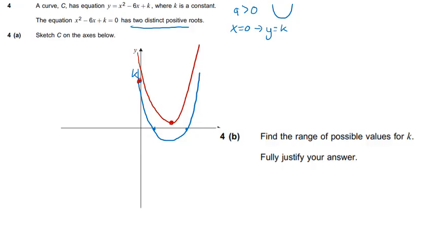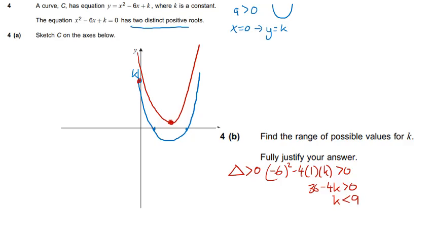So first thing we can say is that because there are two distinct roots, the discriminant must be greater than 0. So we can say that minus 6 squared minus 4 times 1 times k is greater than 0. 36 minus 4k is greater than 0. So k must be, well, k must be less than 9.